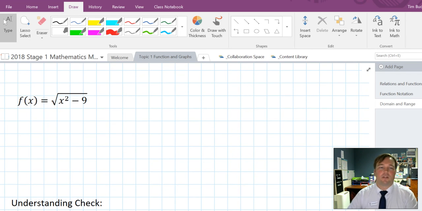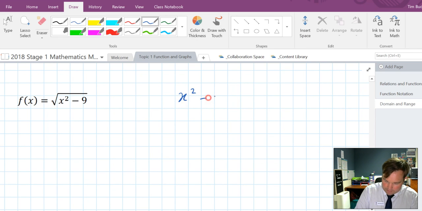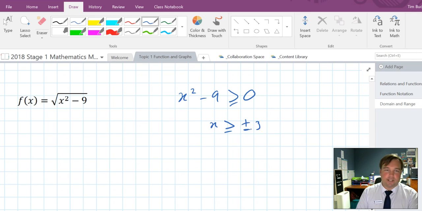Alright, last one, domain. What possible values of x go in there? Well, you must square root a positive. You can't square root a negative. So we're really looking at, well, for what values of x does x squared take 9 greater than or equal to 0? We can see that this will work if x is greater than or equal to plus or minus 3. Which sounds like an odd way of saying it. In fact, that probably isn't technically right.